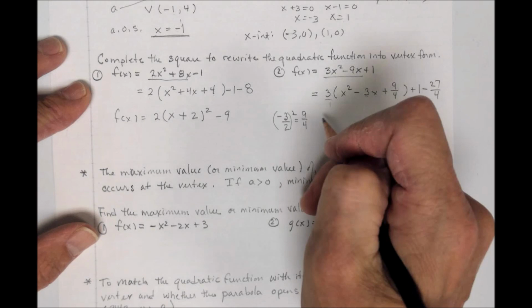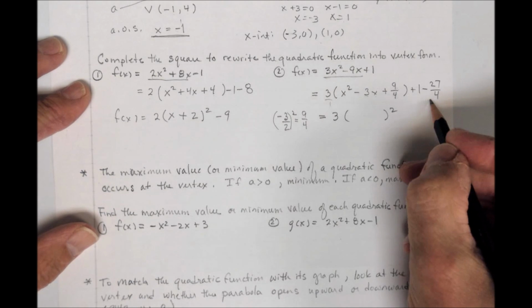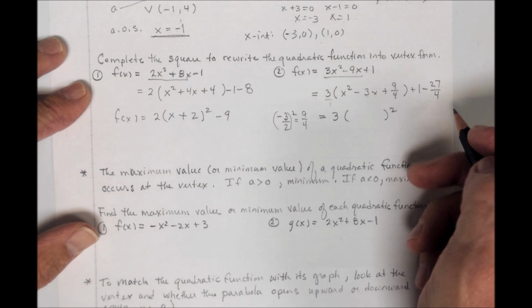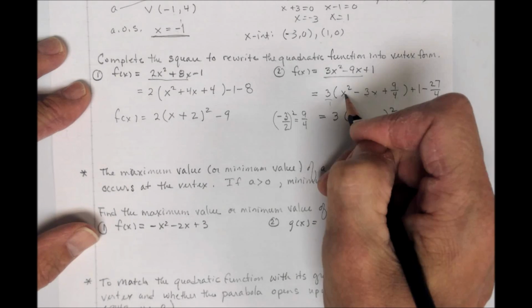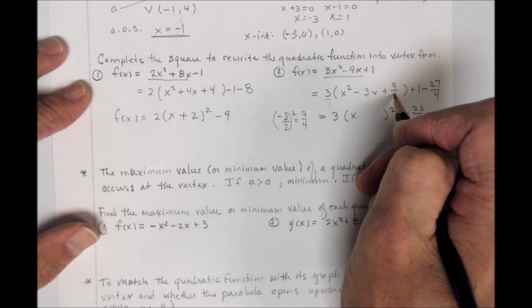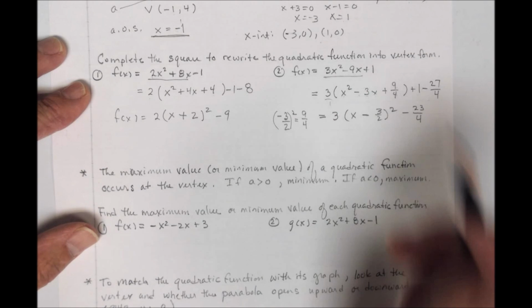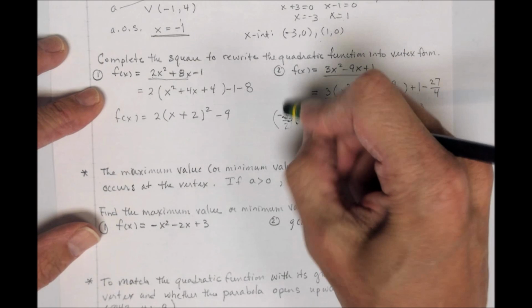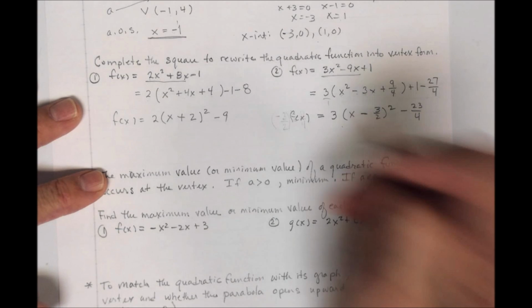Like I said, I don't know if he's going to have anything this messy. And then you'd have to think of 1 as 4 over 4. 4 over 4 minus 27 over 4 is negative 23 over 4, or minus 23 fourths. This would be an x. What's being squared here? Well, 3 over 2. And what goes in the middle? A minus sign. And that's how you would complete the square. What a mess. So I would have f of x equal to that.